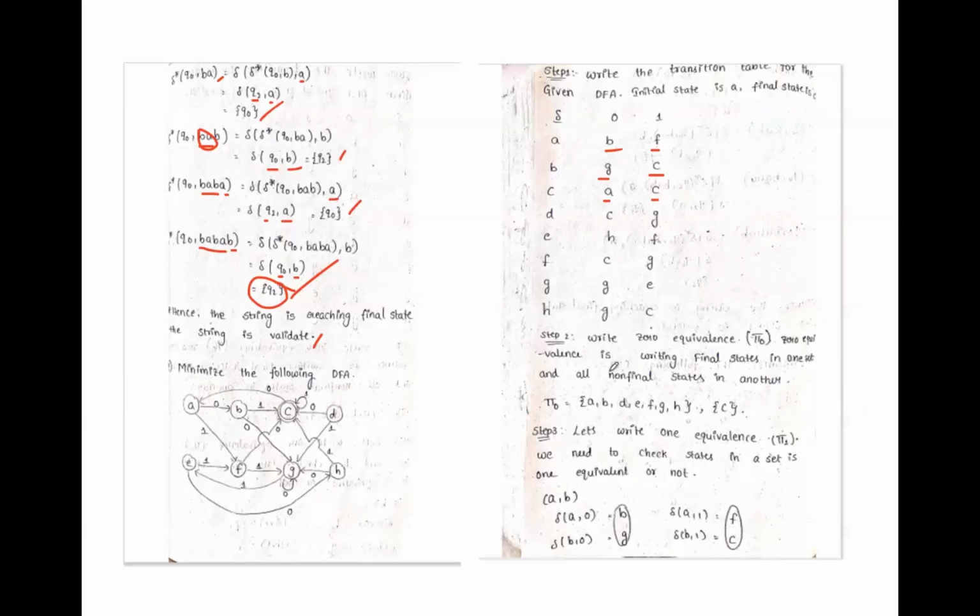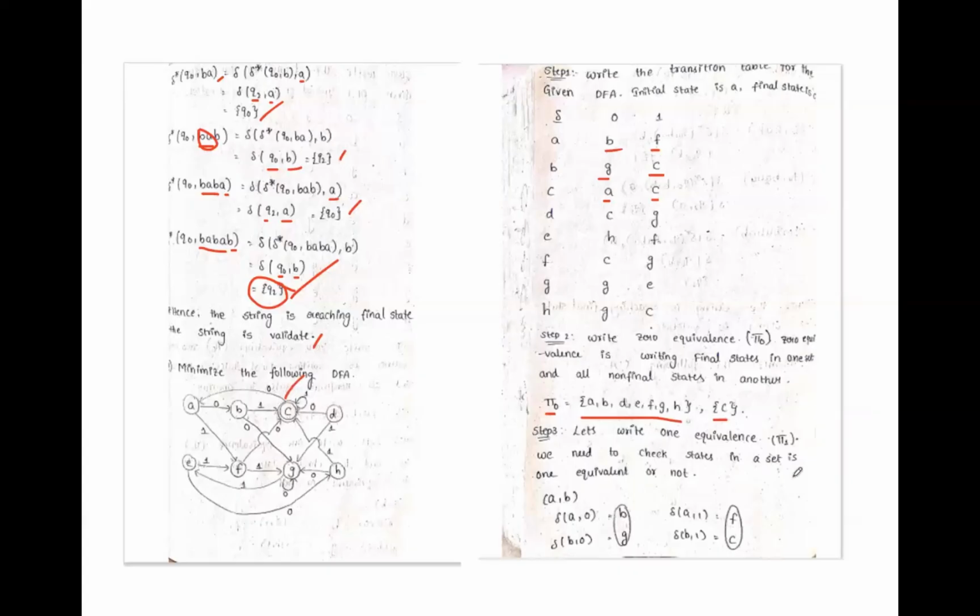Now step 2 is we need to find out 0 equivalence, which is represented with pi naught. We need to write all non-final states in one set and the final state in another set. So here what is the final state? C. You can see this state is represented with a double circle. So this is a final state. So write C in a separate set and all non-final states in one set. That is nothing but pi naught.